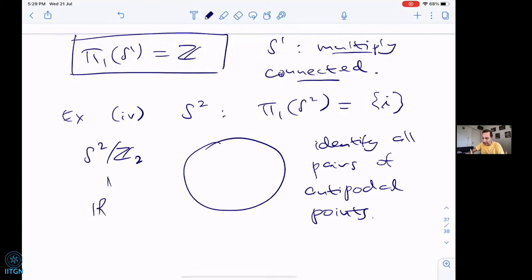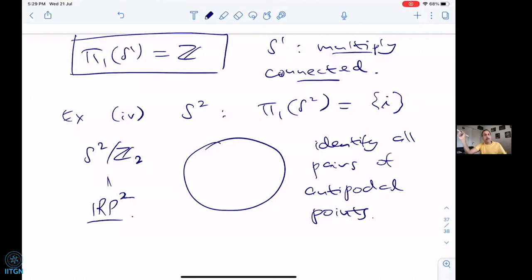This actually has the name RP2, real projective 2 space. The idea is consider rods passing through the origin, okay? And consider the space of all possible rods. Now, a rod will intersect the sphere on two antipodal points, right? But it's a single rod.